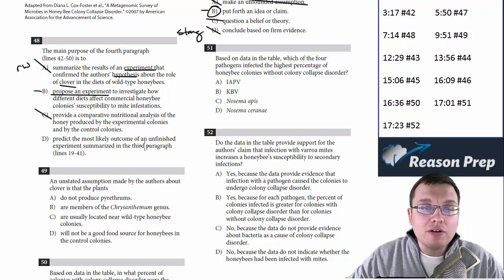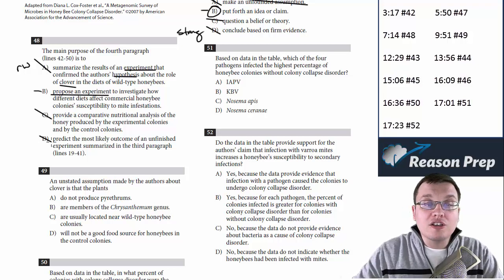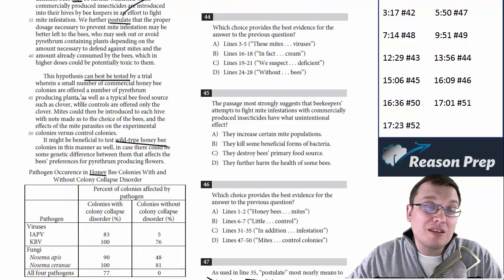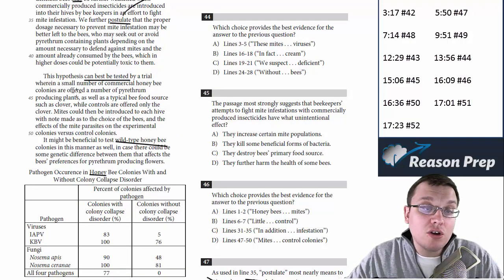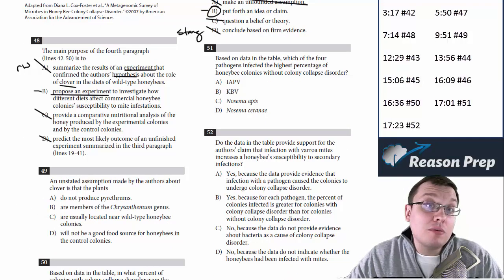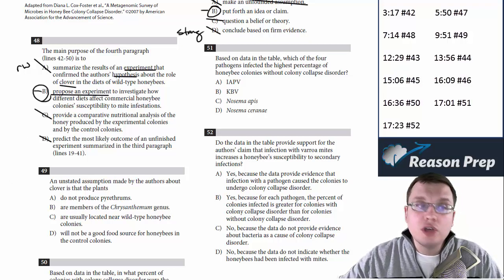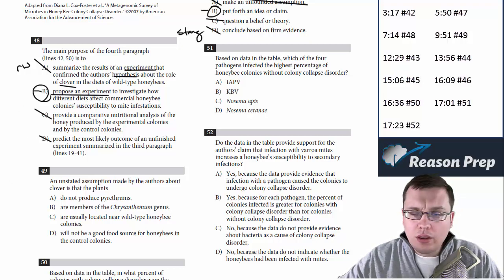Predict the most likely outcome of an unfinished experiment summarized in the third paragraph. There was no experiment summarized in the third paragraph. In fact, the experiment was somewhat summarized in 4 in this paragraph. The third paragraph said nothing about the experiment. It was the theory, but not the experiment. So we can definitely get rid of D, and we will go with B.